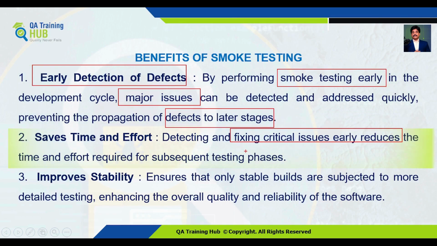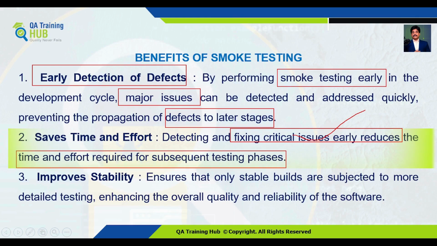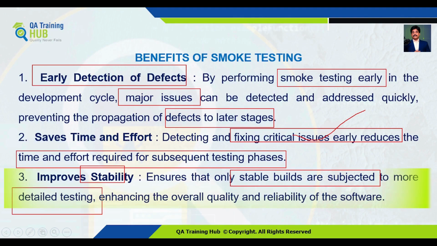Save time and effort. Smoke testing saves a lot of time and effort because it is always performed on critical issues. It reduces repetition of defects, and at the same time reduces the time and effort required for subsequent testing phases. And it improves stability. It ensures that only stable builds are subjected to more detailed testing, enhancing the overall quality and reliability of the software. So the main benefit is early detection.